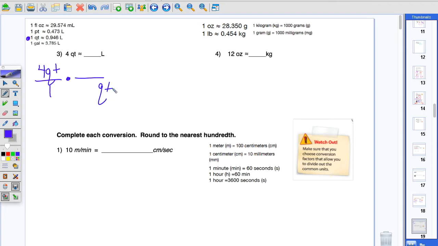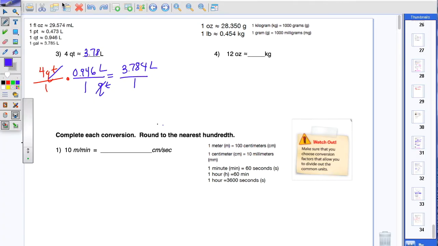Quart's going to go in the denominator, so we can cancel them out. Liters in our numerator. So 1 quart is in the denominator and 0.946 in the numerator. Cross off our quarts, so we're left with liters. Multiply going across, 3.784 over 1, and that would be liters. Round it to the nearest hundredth, 3.78. So 4 quarts is approximately equal to 3.78 liters.